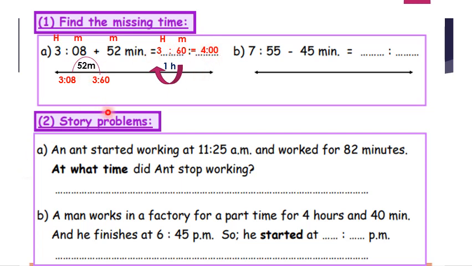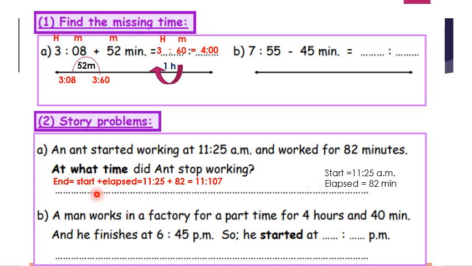Story problem. An ant started working at 11:25 a.m. and worked for 82 minutes. At what time did the ant stop working? Okay, 11:25 is the starting time. 82 minutes is the elapsed time. So how can I get the ending time? Do you remember? Ending time is starting time plus elapsed time.